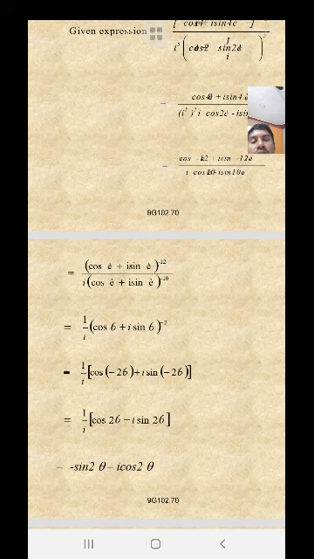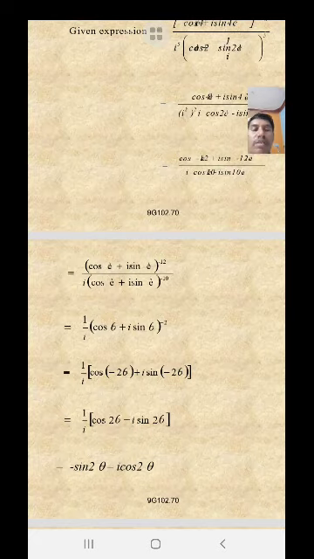Now if you multiply 1/i with the bracketed terms, the i gets cancelled, so we get −sin 2θ. In the cos term there is no i, so we write −i², because i² means −1, and minus into minus is plus. Multiplying with 1/i, the i gets cancelled, so −i cos 2θ. So this is the simplification of the given expression.